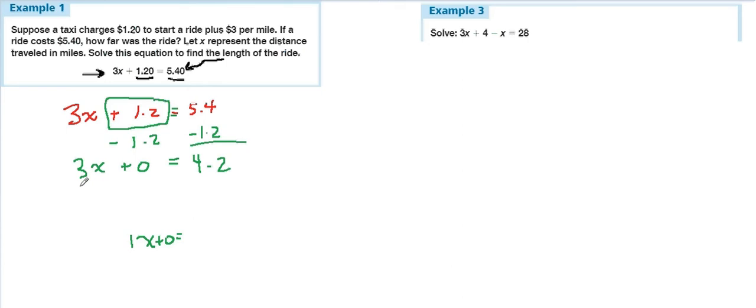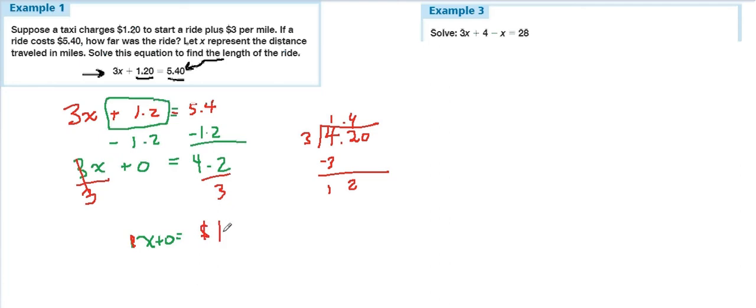Okay, now we deal with the 3x. Now we deal with any multiplication product situation. We do that by either multiplying by a third, or think of it as divide by 3. So it gets down to 1x, right? 1x. Do it to both sides of the scale. $4.20 divided by 3 comes out even to $1.40.